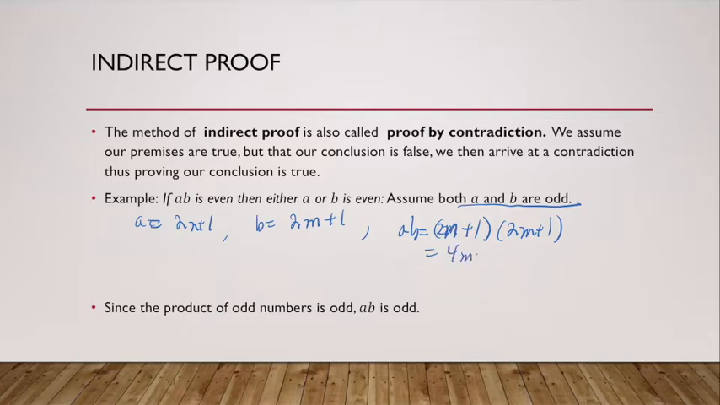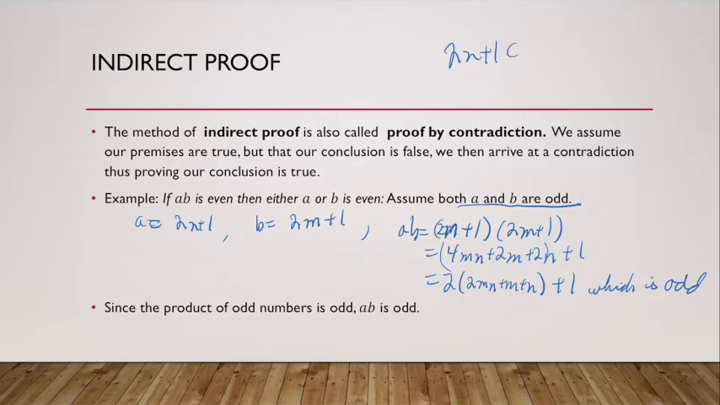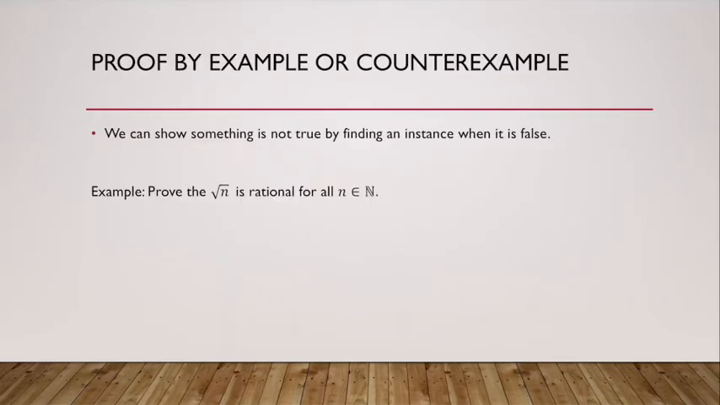That's going to give me 4mn plus 2m plus 2n plus 1. So I could pull out a factor of 2 from this part. So this is going to be 2 times 2mn plus m plus n, plus 1, which is odd because all numbers that are 2n plus 1 are elements of the odd numbers. So since the product of odd numbers is odd, AB is odd, thus if AB is even, then either A or B is even is our proof by contradiction.